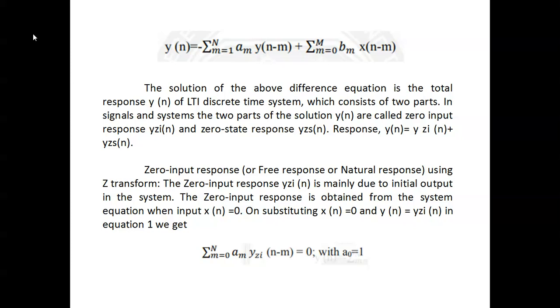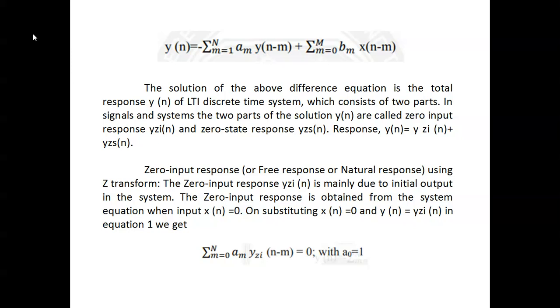It consists of two parts. In signals and systems, the two parts of the solution y of n are called zero input response and zero state response. So y of n is equal to y zi of n plus y zs of n. Zero input response is also called free response or natural response. Using the Z transform, the zero input response is mainly due to initial output in the system.